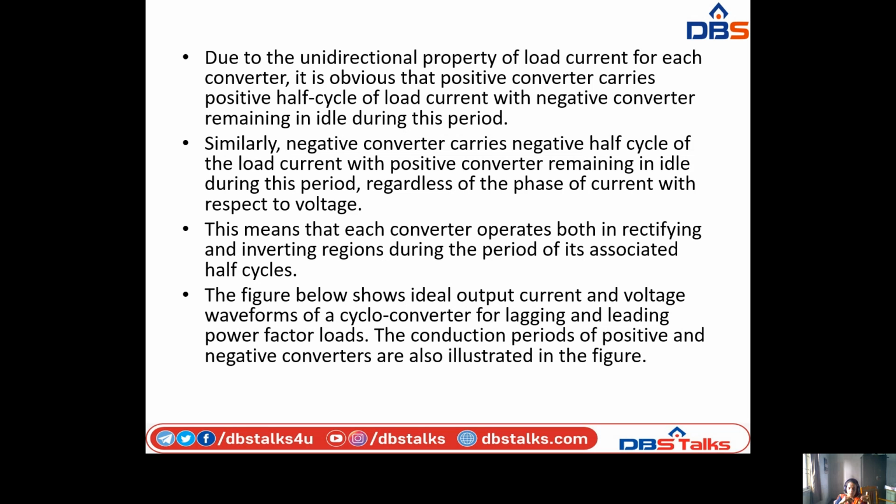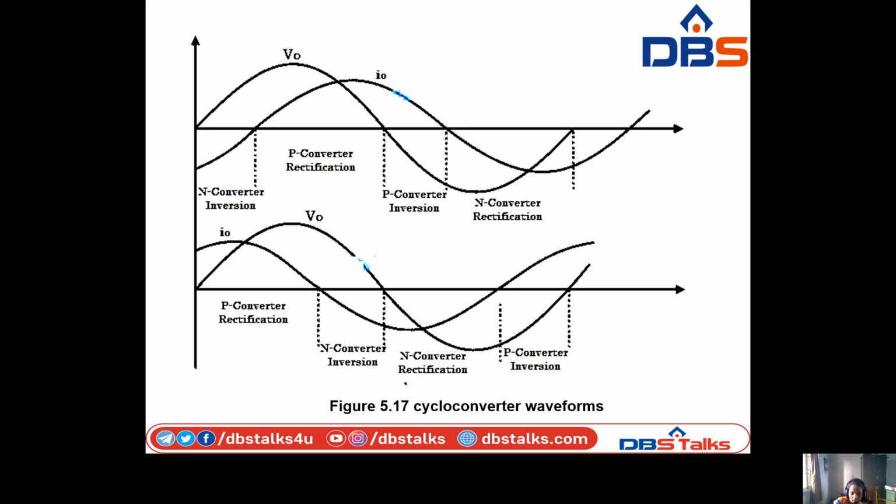During the period, it is associated as a half cycle. The figure shows the output voltage and current waveforms of the cycloconverter for lagging and leading power factor. The conduction periods of the positive and negative converters are also illustrated in this figure. From the figure, for the bridge type cycloconverter, the output waveforms are shown.